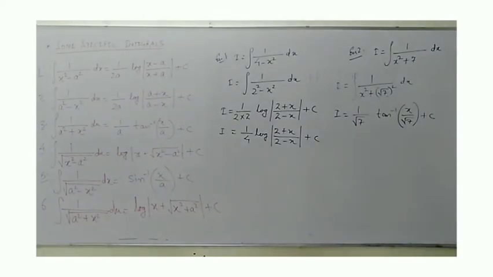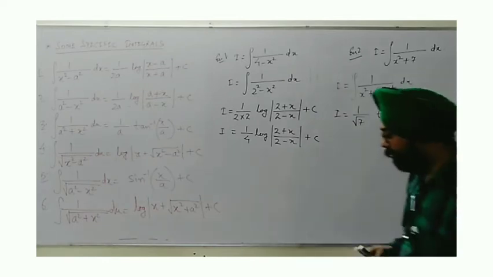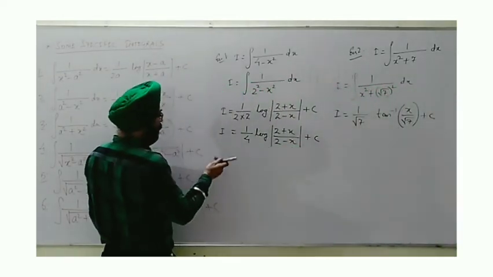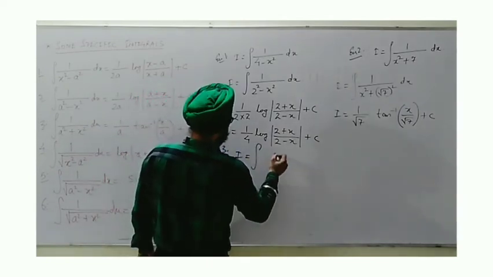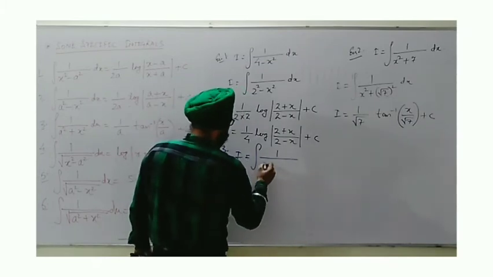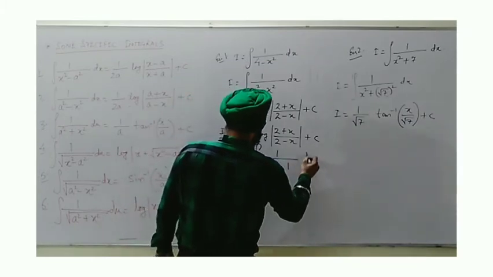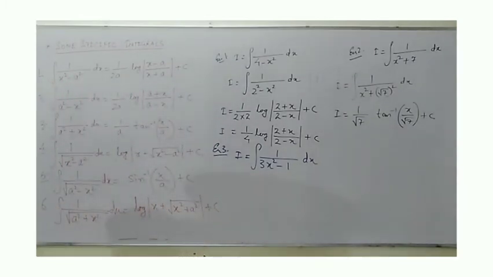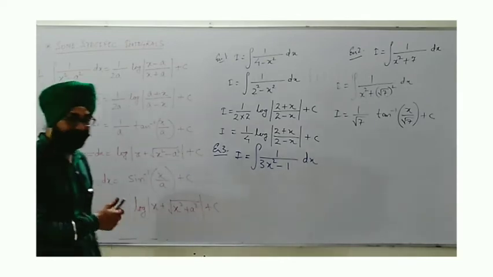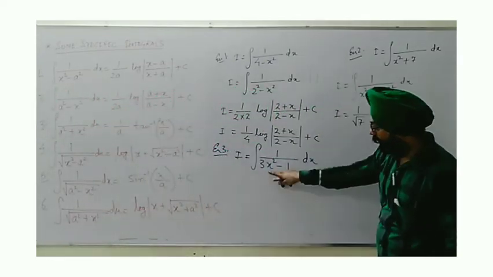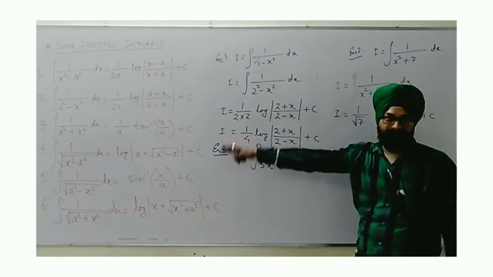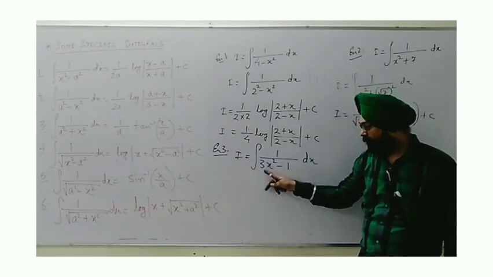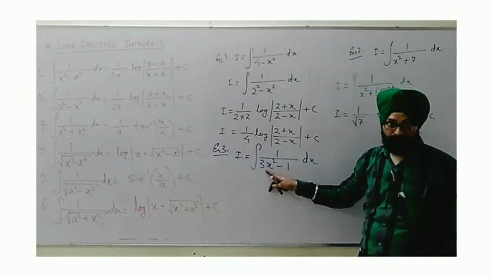But suppose we are given questions a bit different from these ones. Like I consider here example number 3 as integration of 1 upon 3x square minus 1 dx. Now you can see this is a quadratic polynomial in the denominator. A rational expression is given. Here what is different in this function? Here I have taken the coefficient of x square as 3. It's my advice, whenever you want to apply one of these identities, you just convert this coefficient to 1.